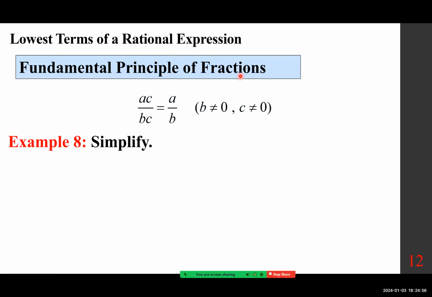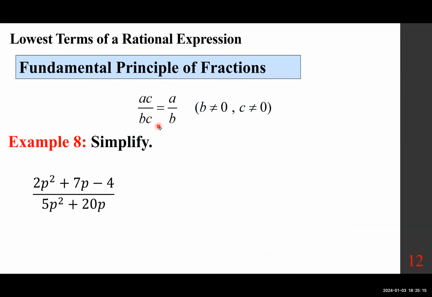Fundamental principle of a fraction or lowest term of a rational function. AC over BC is A over B. In other words, if you have a common factor between the numerator and denominator, you can drop it. So anytime we have expressions such as those, we look for a common factor.